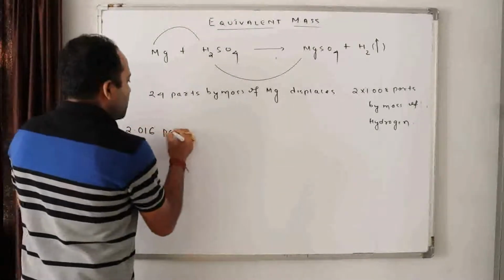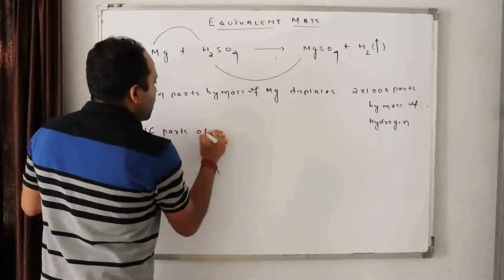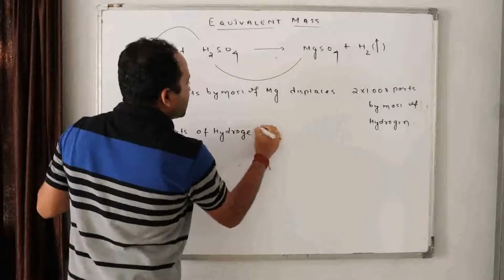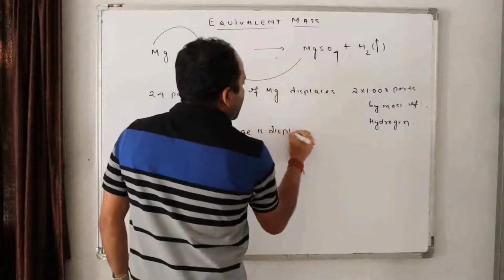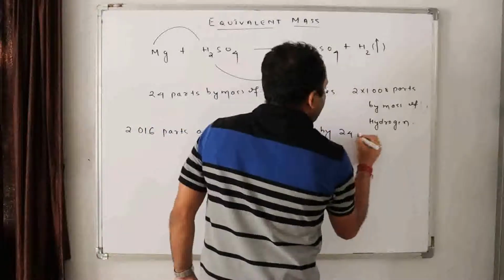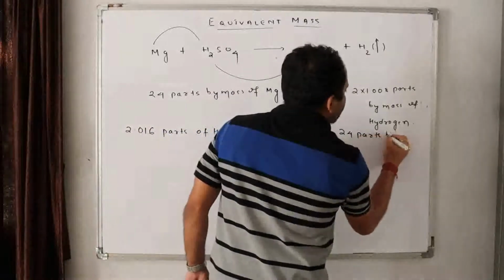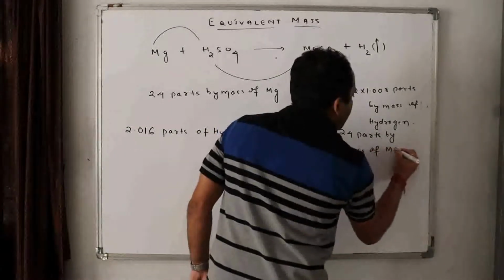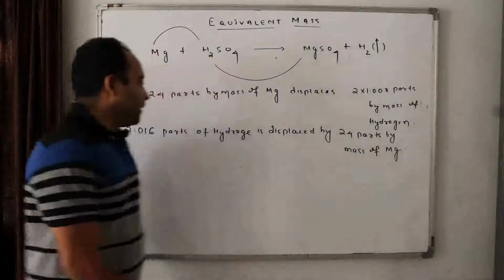2.016 parts of hydrogen is displaced by 24 parts by mass of magnesium, isn't it?